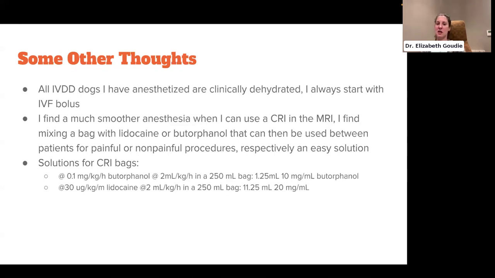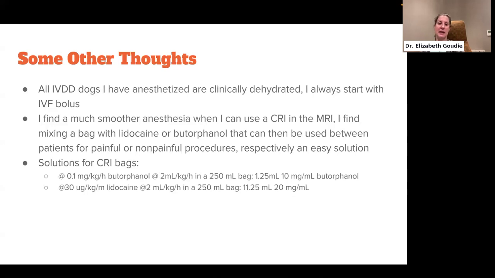Again, all my IVDD dogs I've ever anesthetized have always been clinically dehydrated. So I always start with a fluid bolus before I roll into MRI because they like to get hypotensive in there. If I can do a CRI in MRI, I find that my anesthesia is just really, really smooth. They're not trying to wake up. They're not hypotensive. I find that it actually makes the scan go much faster.